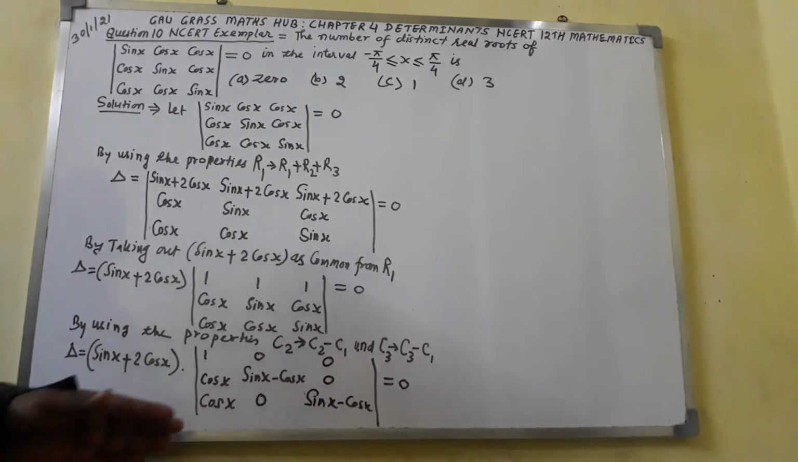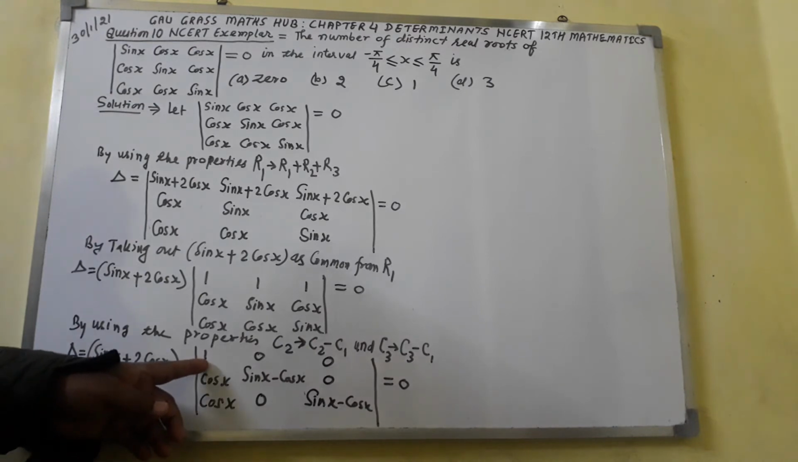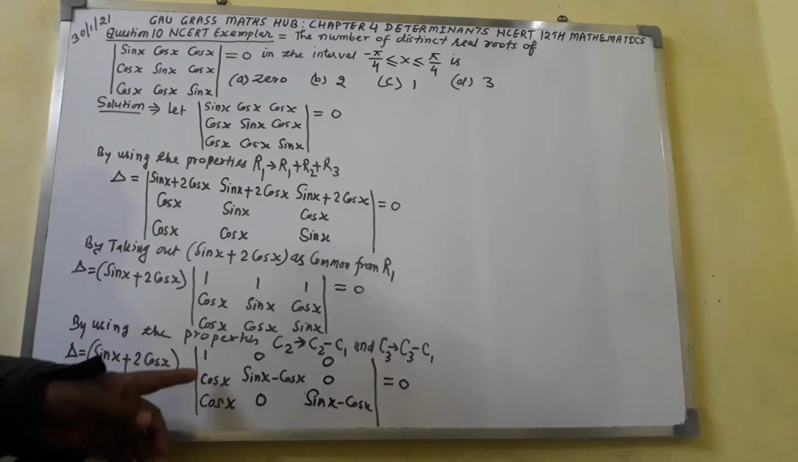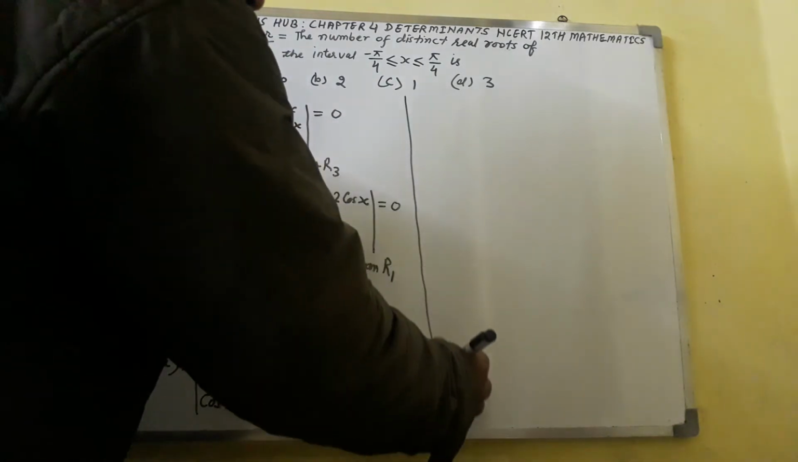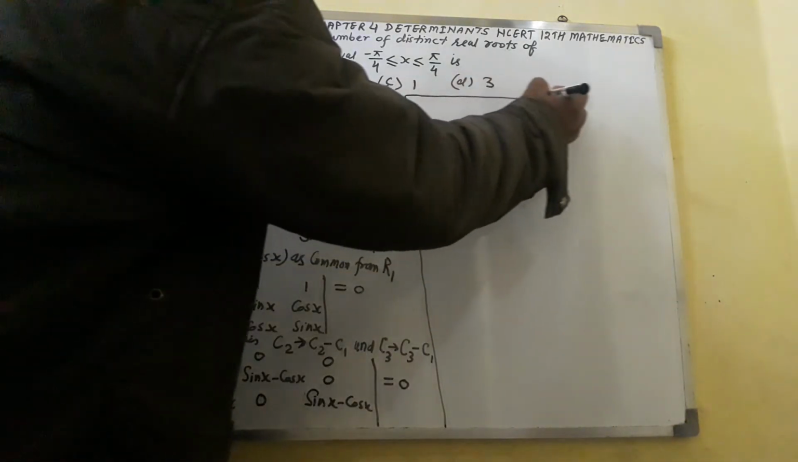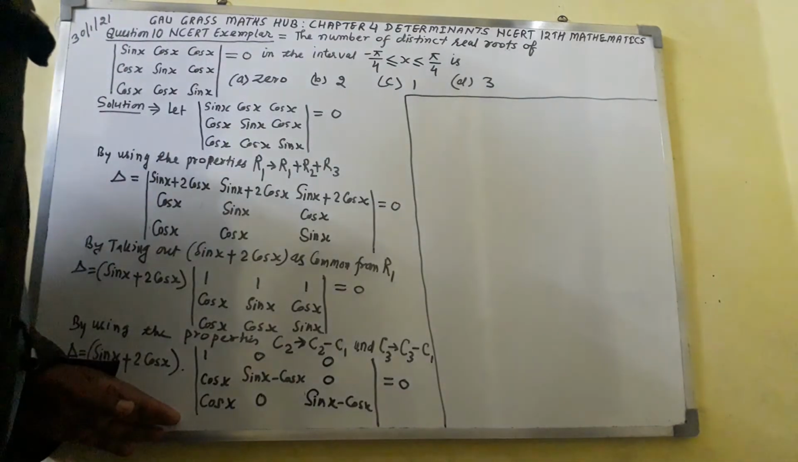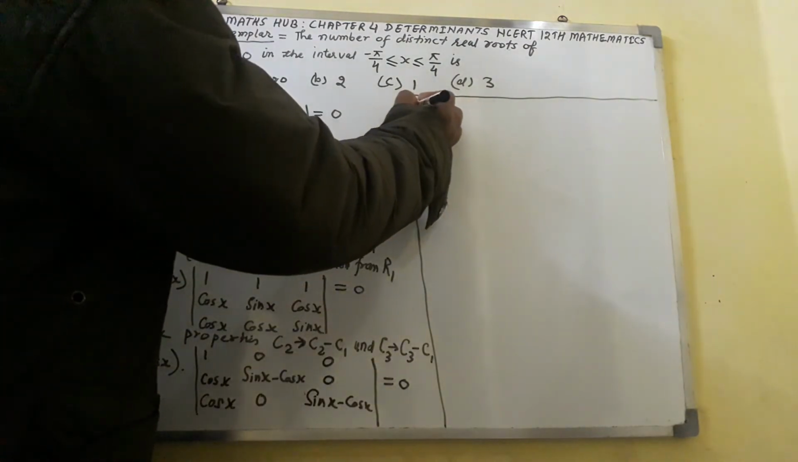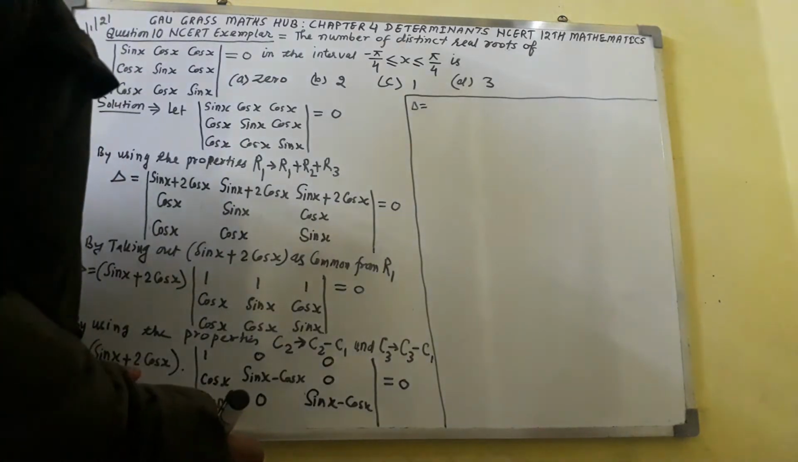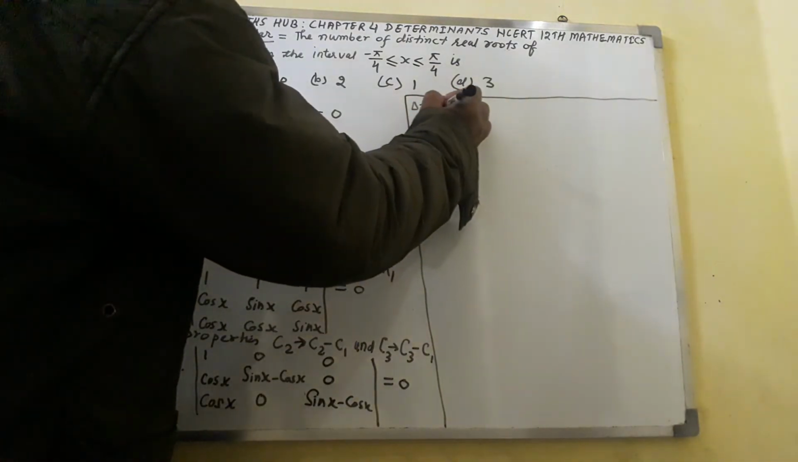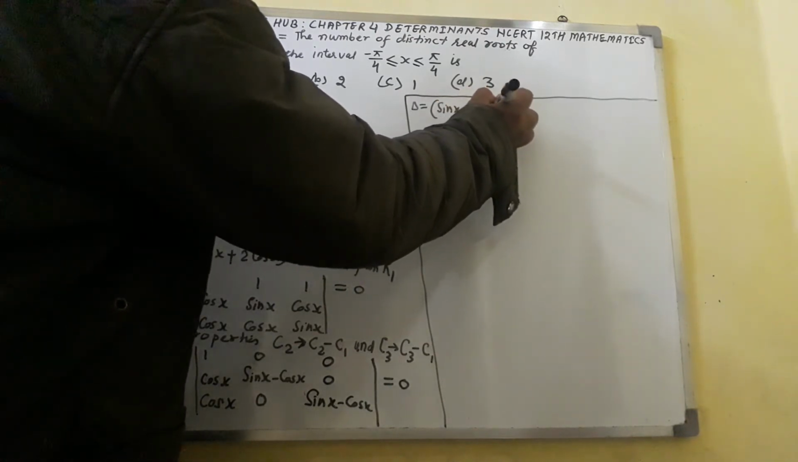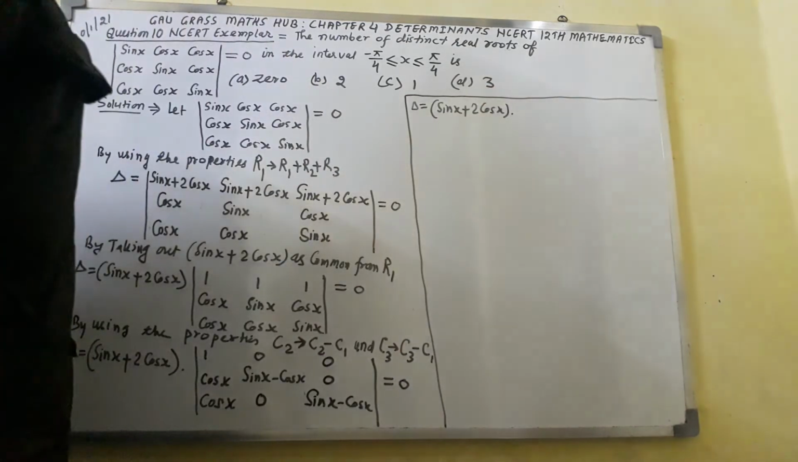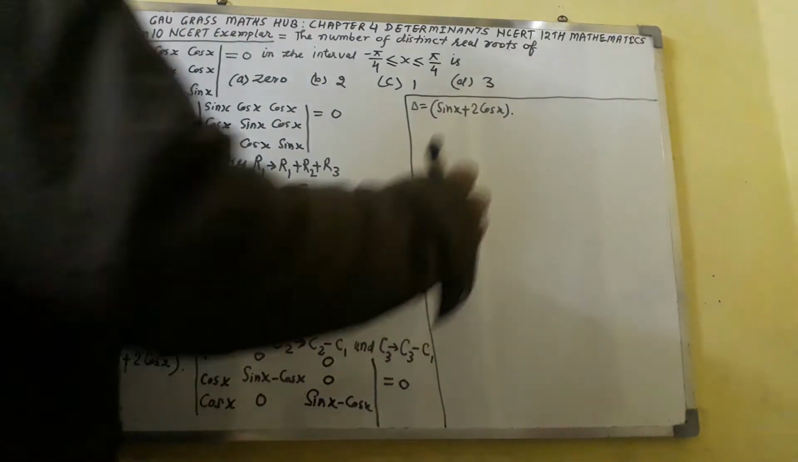So what to do in this det? I am going to expand this det along the first row. So here I shall write the same thing I am going to reflect here. Here I det equal to sin x plus 2 cos x. So here I write sin x plus 2 cos x dot. This det I am going to reflect here.